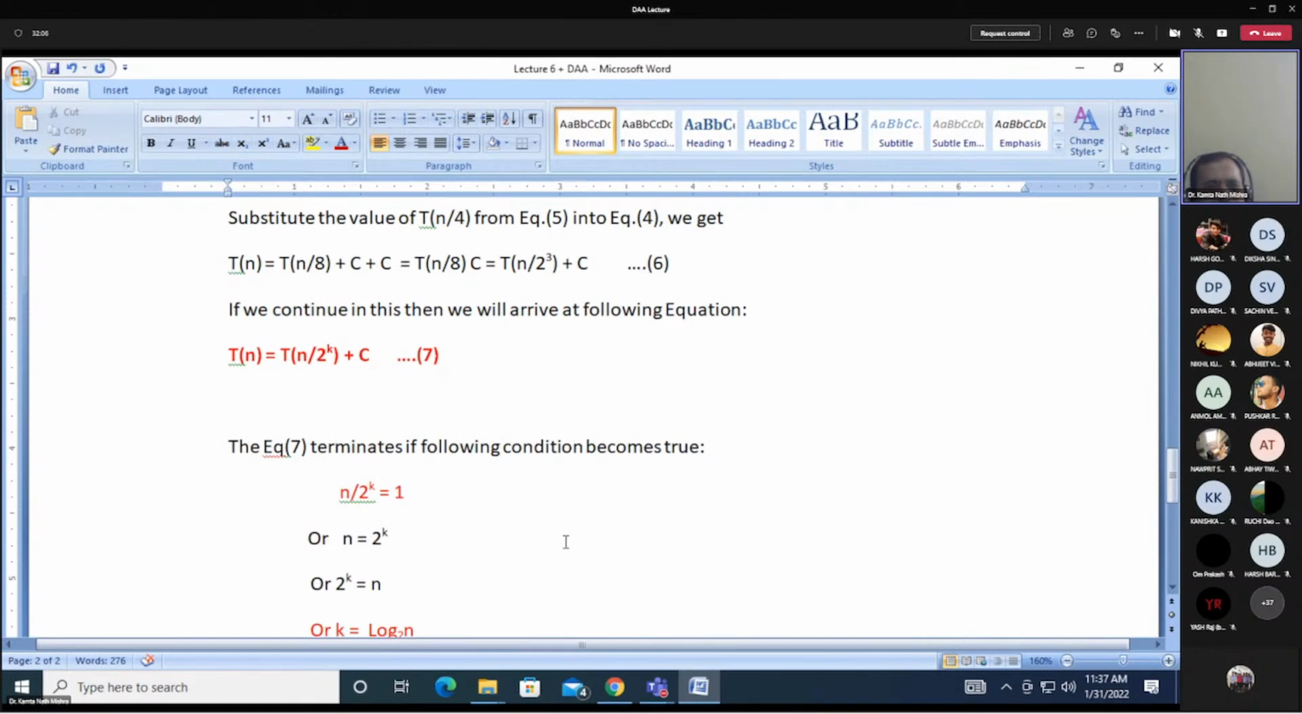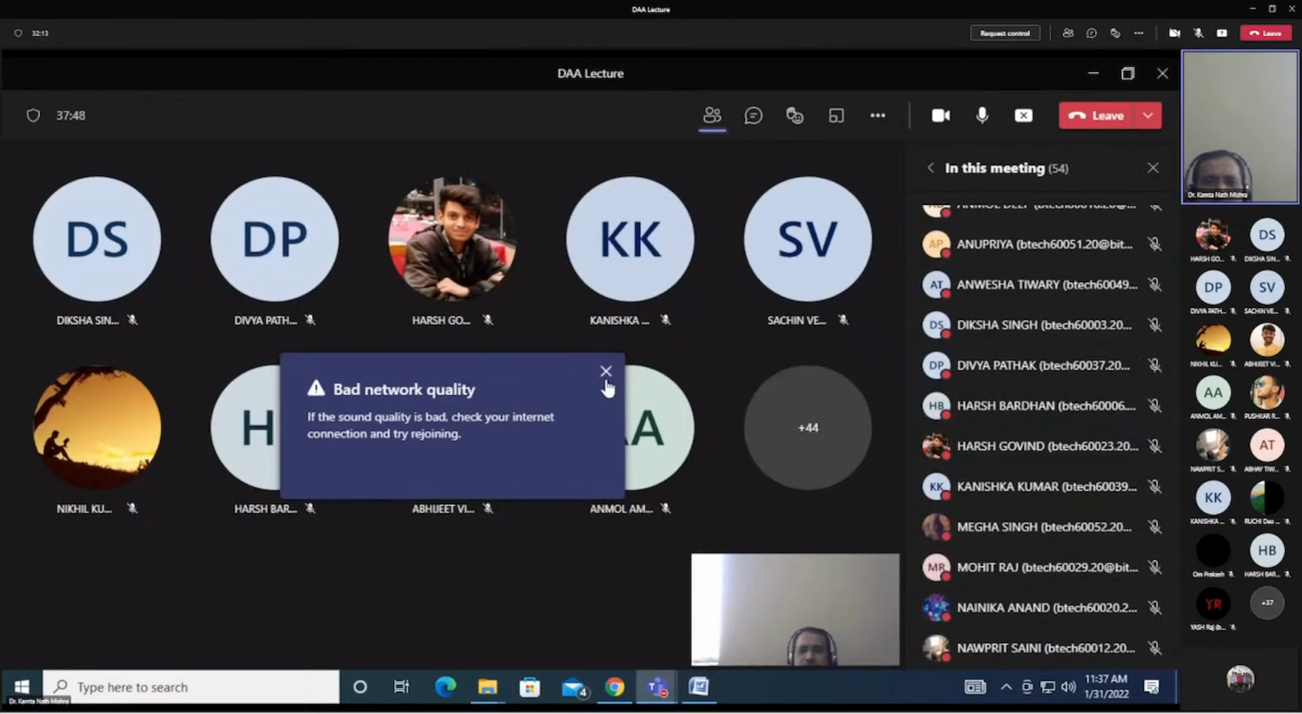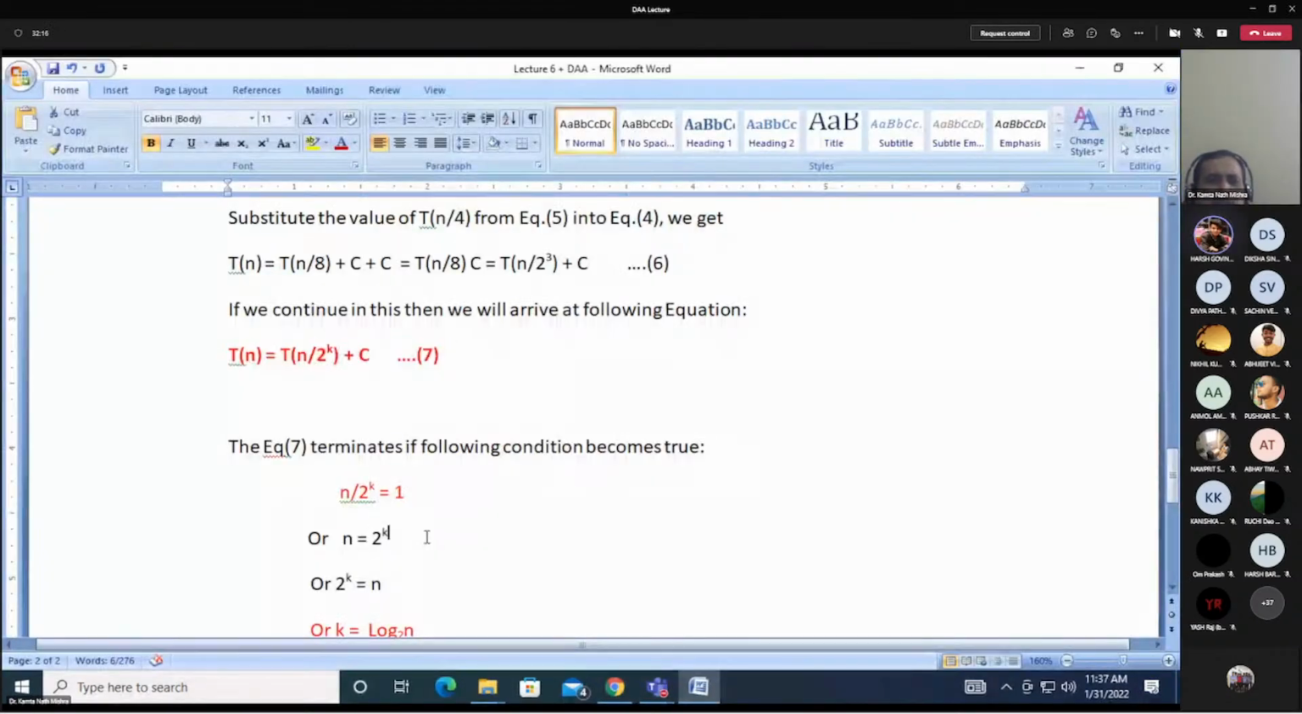And in a similar way, now you see equation number 7. What is equation 7? Govind ji, please read equation 7. Yes, sir. Tn is equal to Tn by 2 to the power k plus C. Yes, because 2 to the power 1 plus C, 2 to the power 2 plus C, 2 power 3 plus C. If you continue in this way, then you will get Tn equals Tn by 2 power k plus C. This equation is clear, Harsh, Govind ji, how we came to it?